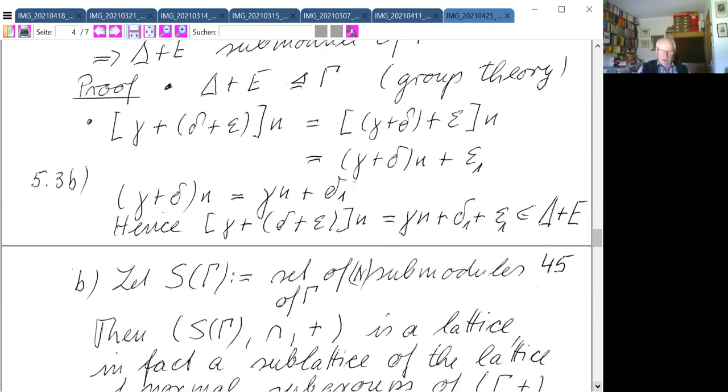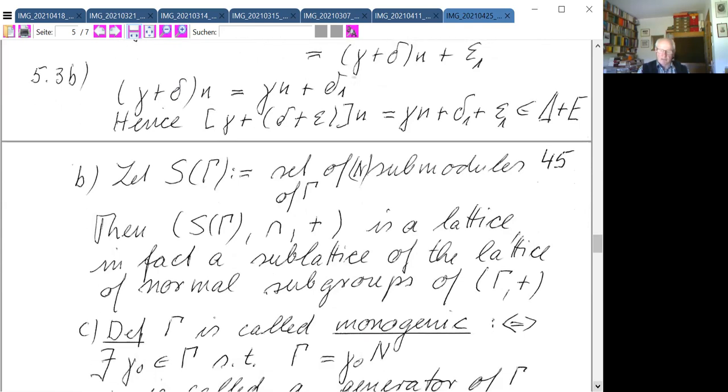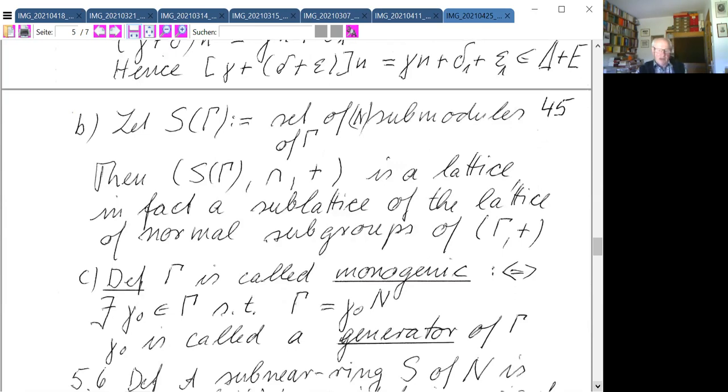Let us consider the set of all n submodules of gamma. Then with intersection and this definition, which we defined already, this is a lattice, and in fact, a sublattice of the lattice of all normal subgroups of the additive group gamma.